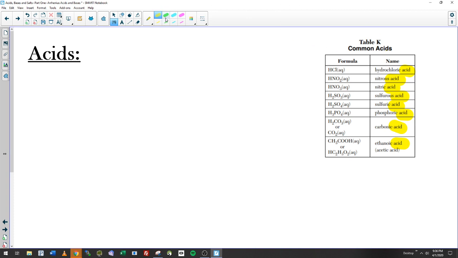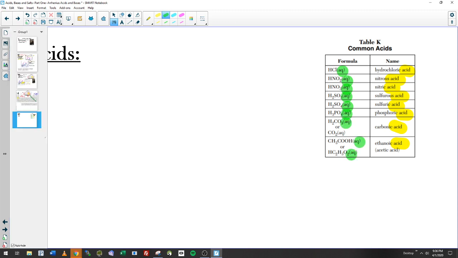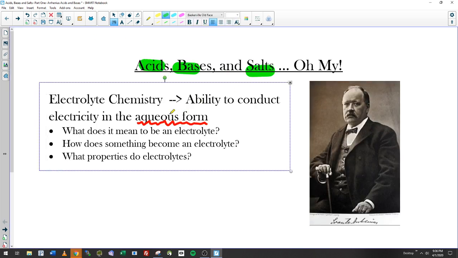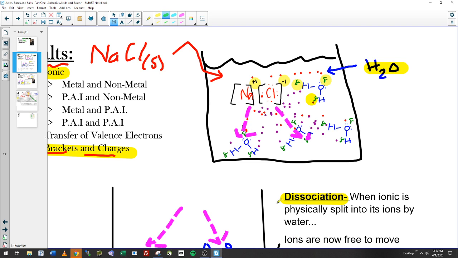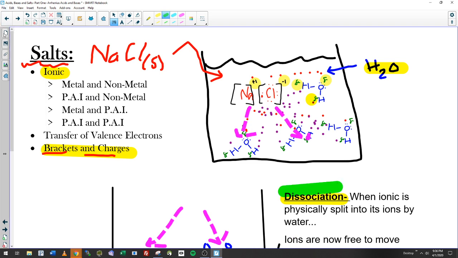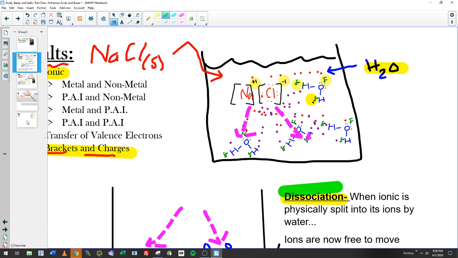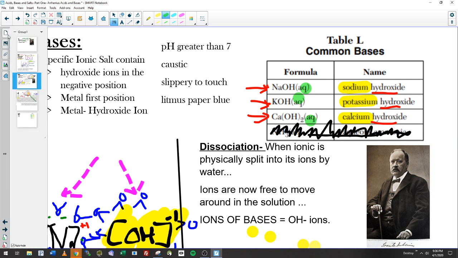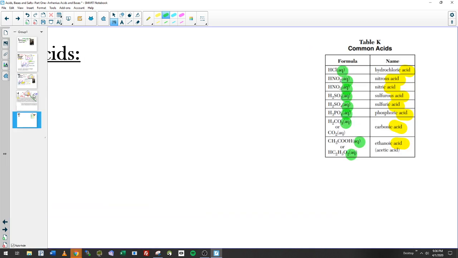Another thing that people are picking up on is that they're all aqueous. Well, that makes a whole lot of sense because in order for you to be an electrolyte, acids, bases, and salts, let's go over here, acids and bases and salts, they can only conduct electricity in the aqueous form. And the reason they're conducting electricity in the aqueous form is because we have this dissociation going on. That's important too. If I take a look at this table, these are all aqueous as well. That makes sense.